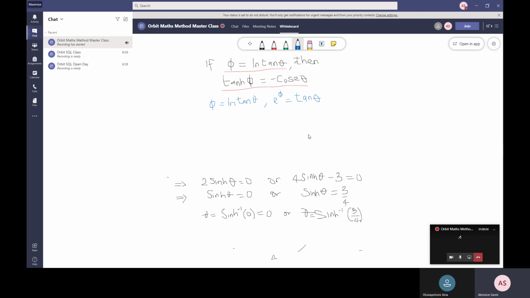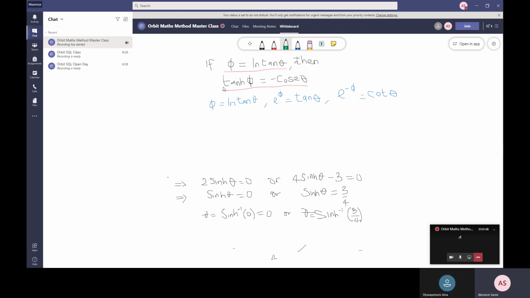So if I take the inverse of both of them, I will have exponential minus phi equal to sec theta. Do you agree? No, not sec. Cot theta. So 1 over exponential phi gives exponential minus phi equals 1 over tan theta, which is cot theta. Do you understand?